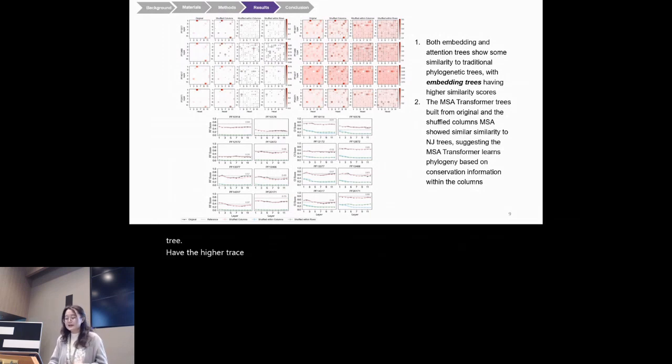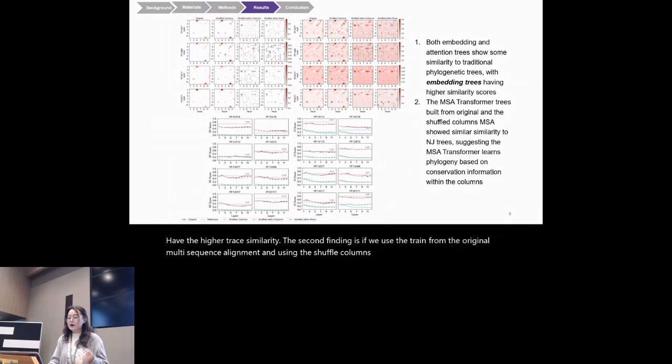The second finding is that if we build the tree from the original multiple sequence alignment and using the shuffled columns multiple sequence alignment, it will always give us comparable similarity to the traditional phylogenetic trees. So it further suggests the MSA transformer relies on the phylogeny within the columns to learn the phylogenetic relationship.